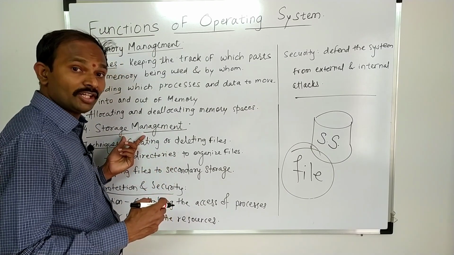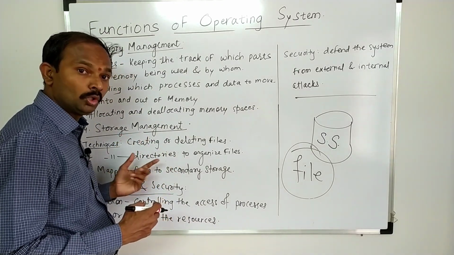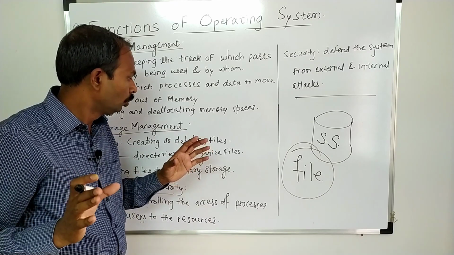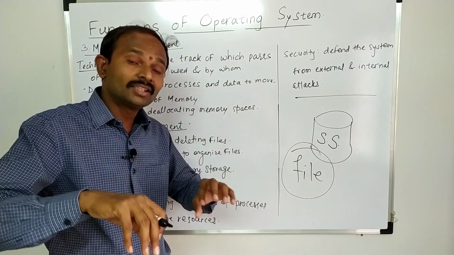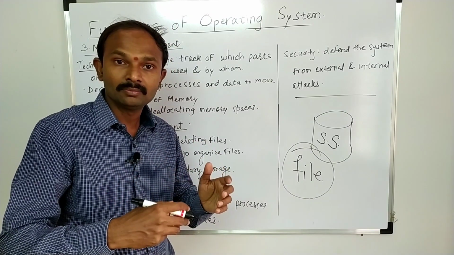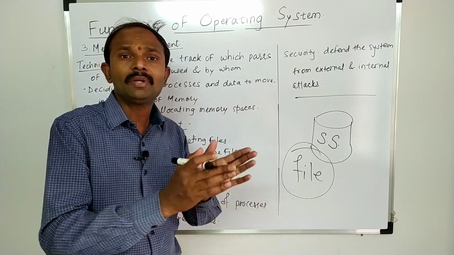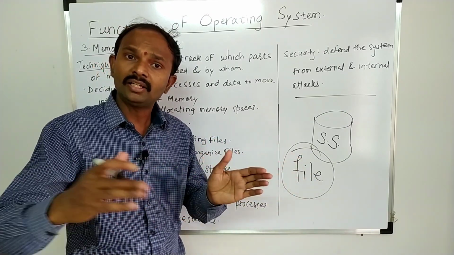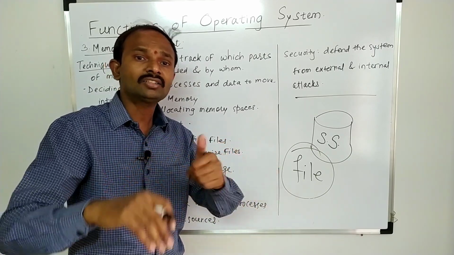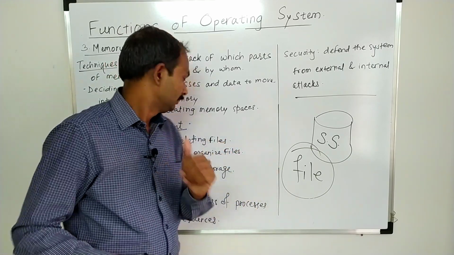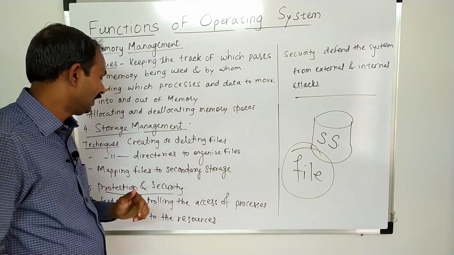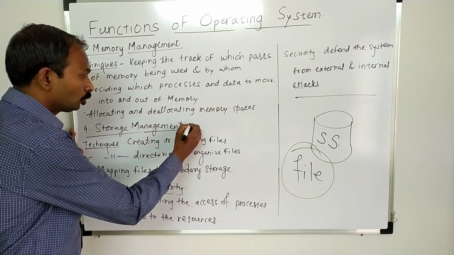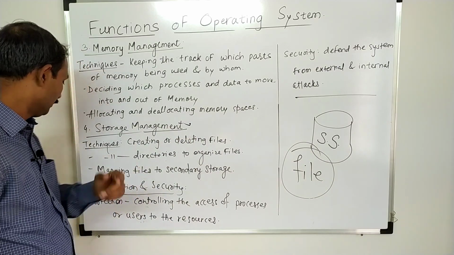So in case of storage management, an operating system has to create different types of files. Then to organize the files, it needs to have directories, and to organize the directories, it may have a variety of directories inside a single hard drive, or we may create a C drive, D drive, E drive in that case. So storage management deals with that.